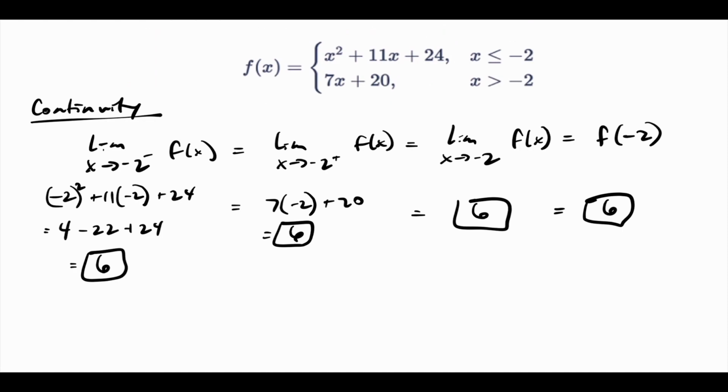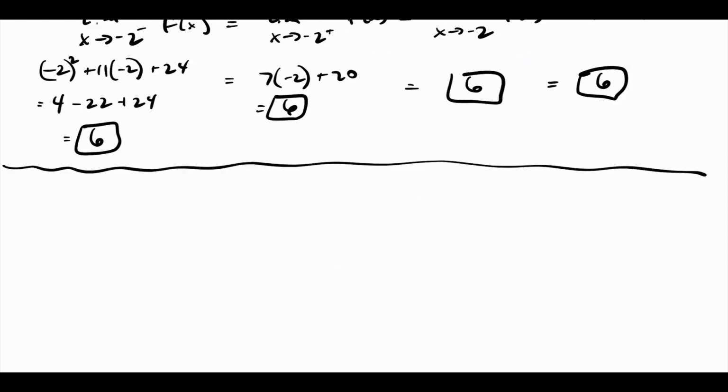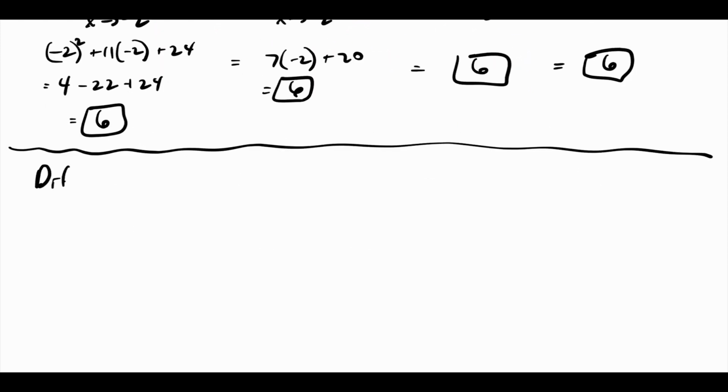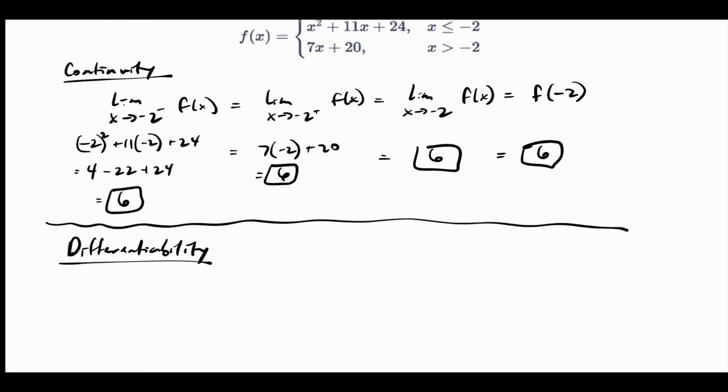So it's continuous at -2, because the limit as x approaches -2 from the left is equal to the limit as x approaches -2 from the right, which is the overall limit, which is also equal to f of -2. Okay. All right. So now let me check differentiability.